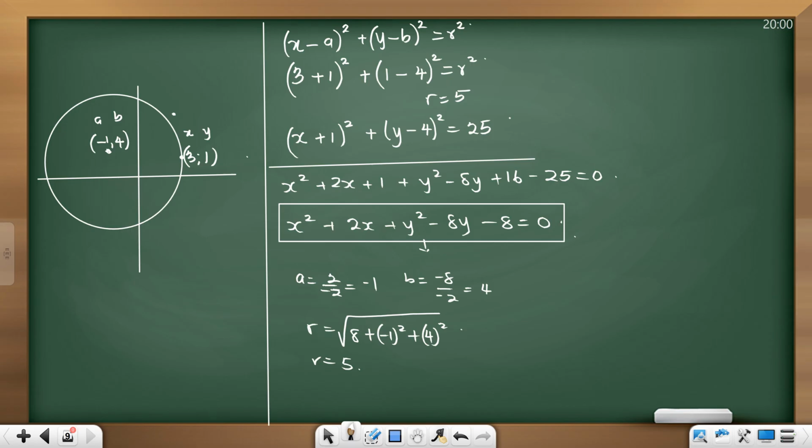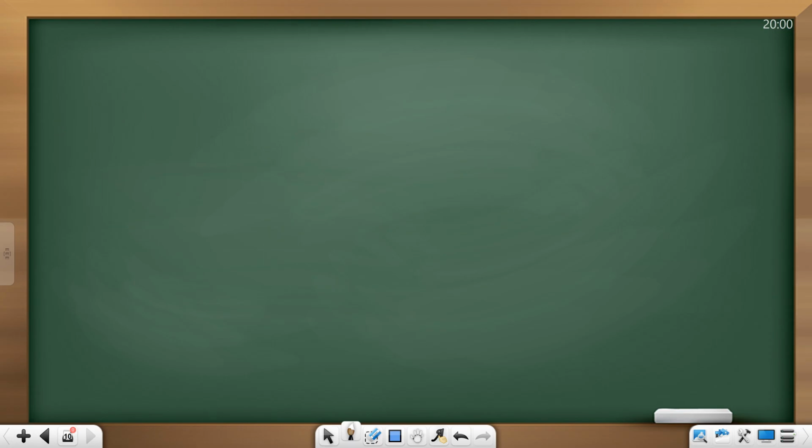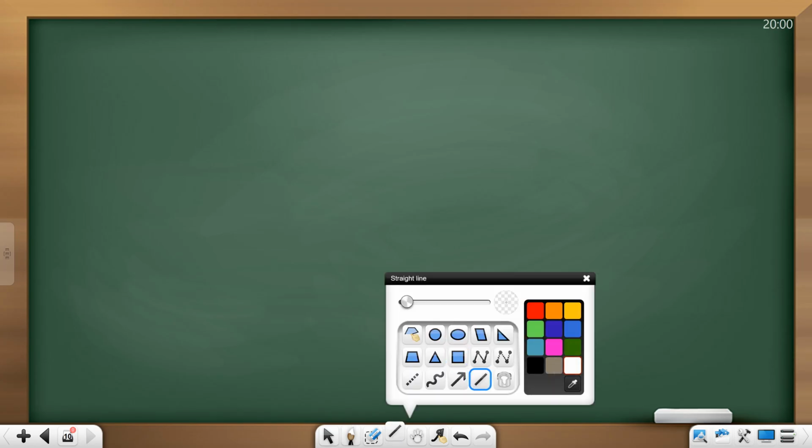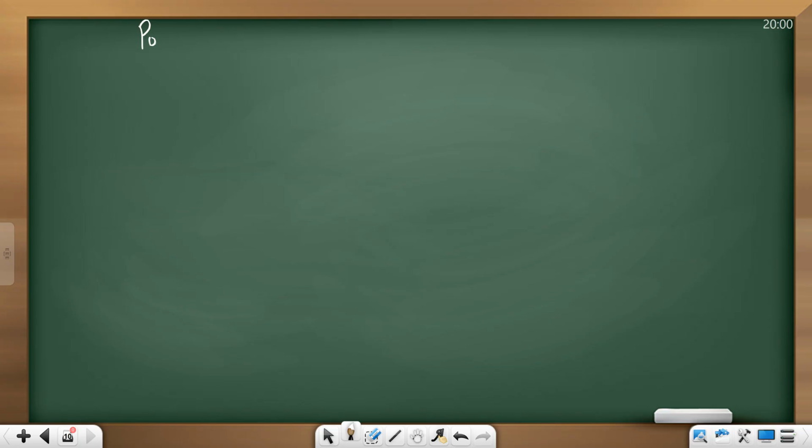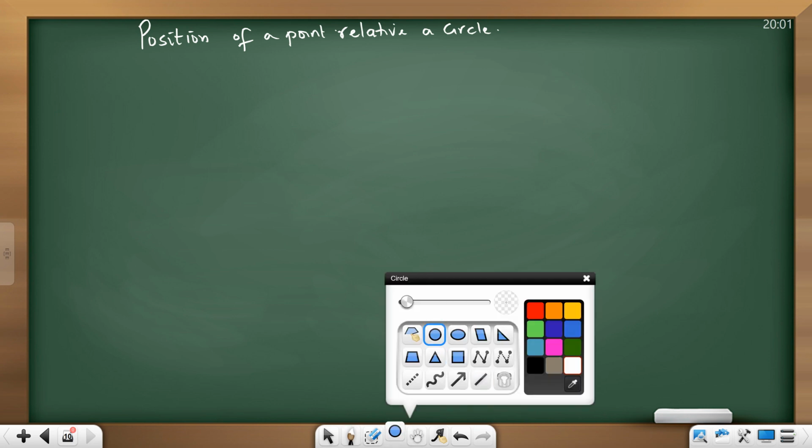Hold on, who said it should close? I just want to get one thing out of the way again. This one, I'm not even going to calculate. I'm just going to draw for you. It's very simple. Position of a point relative to a circle. I won't calculate because it's something you can actually see.